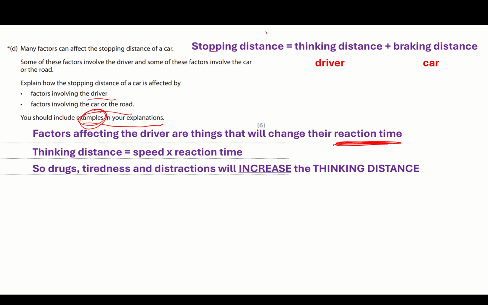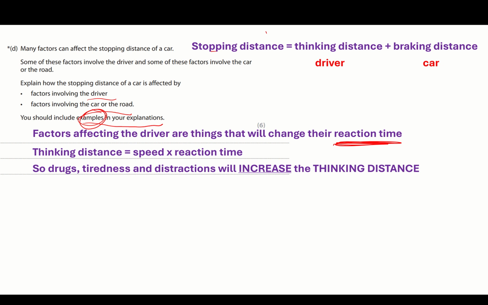So we're going to say that they're under the influence. So drugs, tiredness, distractions, there's 3 marks. But can you see I've stated how it will change it? If you're on those, your reaction time will be loads more, and therefore it'll increase the thinking distance. Done. Which is a component of stopping distance.